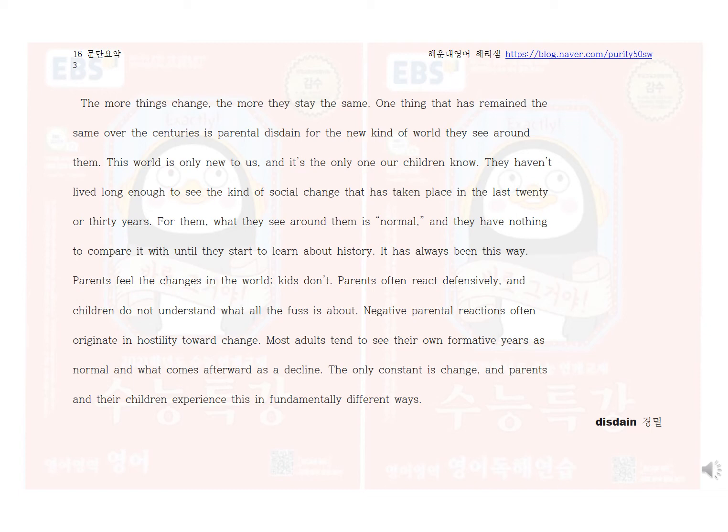It has always been this way. Parents feel the changes in the world, kids don't. Parents often react defensively, and children do not understand what all the fuss is about. Negative parental reactions often originate in hostility toward change. Most adults tend to see their own formative years as normal, and what comes afterward as a decline. The only constant is change, and parents and their children experience this in fundamentally different ways. Parents tend to have a negative attitude toward change, which their children, being unaware of change itself, do not understand.